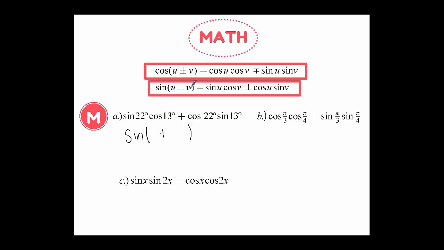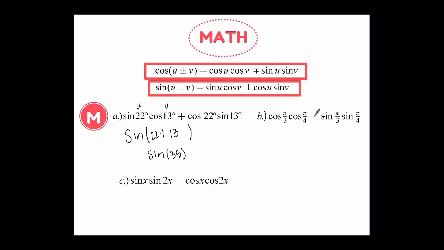Then I figure out what my u and v values are. So my u is the first one, my v is the second one. So I'm going to take 22 plus 13. When I simplify that, I get sine of 35, and that is my answer. That's all it's asking me to do, is simplify it down to this form.